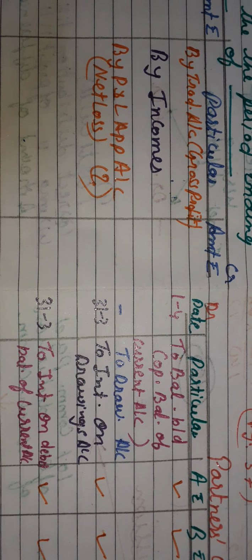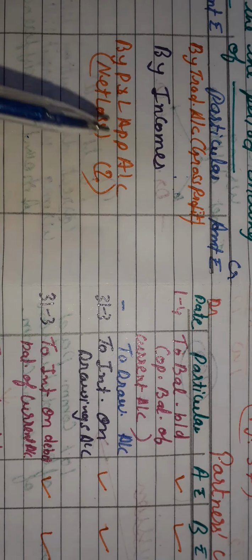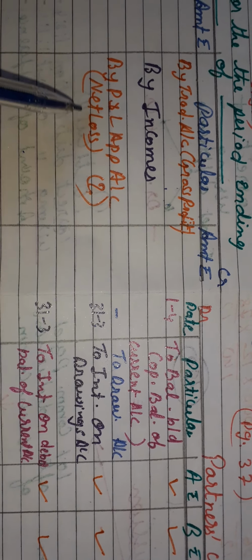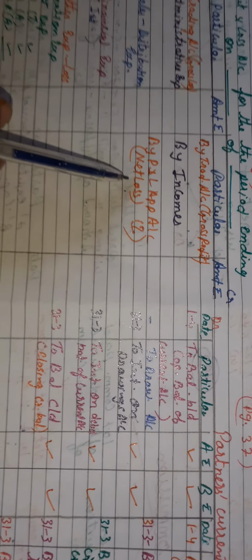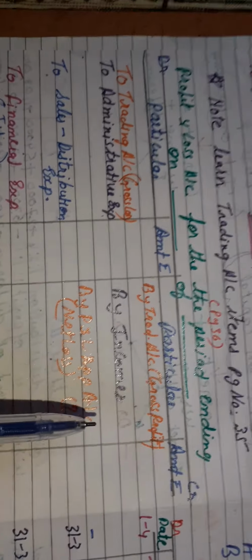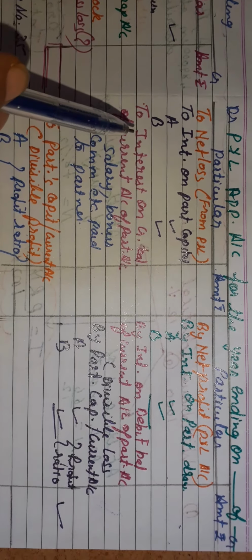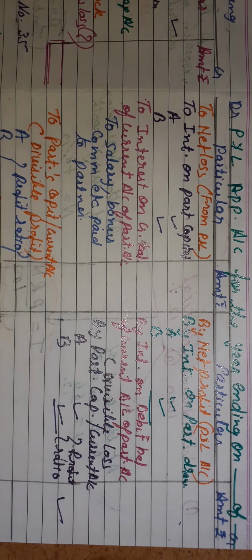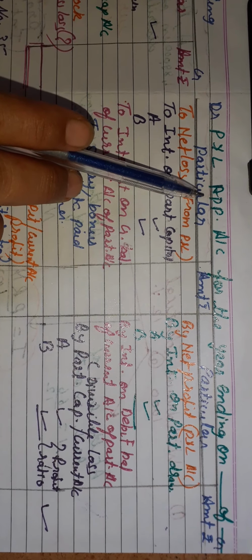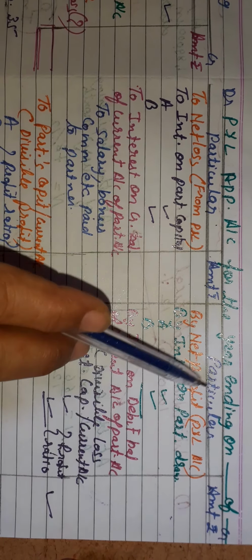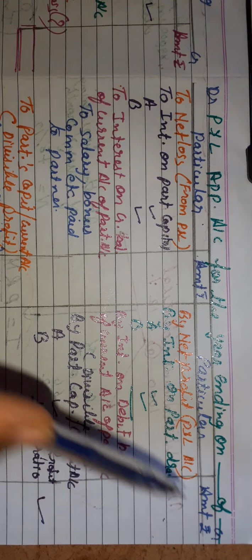Clear? Now if the debit balance is more and the credit balance is less, you are going to get a net loss, which is going to transfer to the P&L appropriation. So the balance is transferred to the debit side of the P&L appropriation, students. Clear? And this P&L account in detail you can see on page number 36. Now we are going to see the profit and loss appropriation account for the year ending on dash of dash.